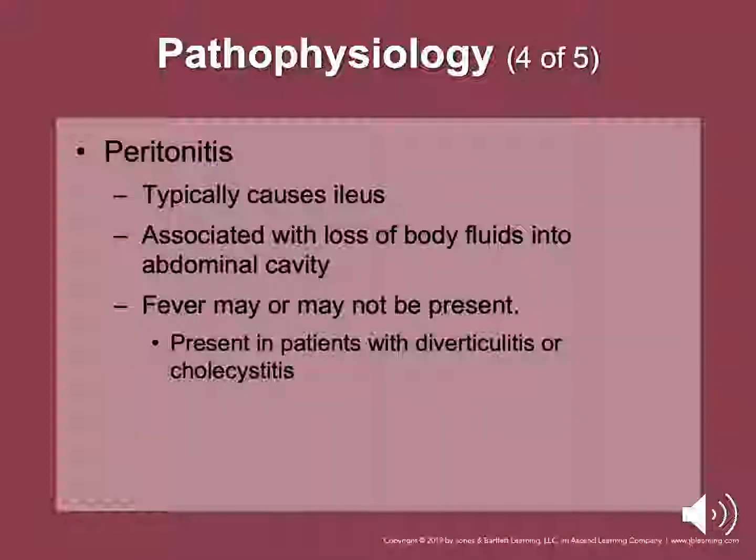Peritonitis typically causes ileus. It may cause vomiting associated with loss of fluids in the abdominal cavity, potentially causing hypovolemic shock. Patients may have normal vital signs or signs of shock. Fever may or may not be present and may be seen in patients with diverticulitis or cholelithiasis. Patients with acute appendicitis may have normal temperature until the appendix ruptures and an abscess starts to form. Diseases and conditions of the renal and urologic system range from urinary tract infection to acute kidney injury.